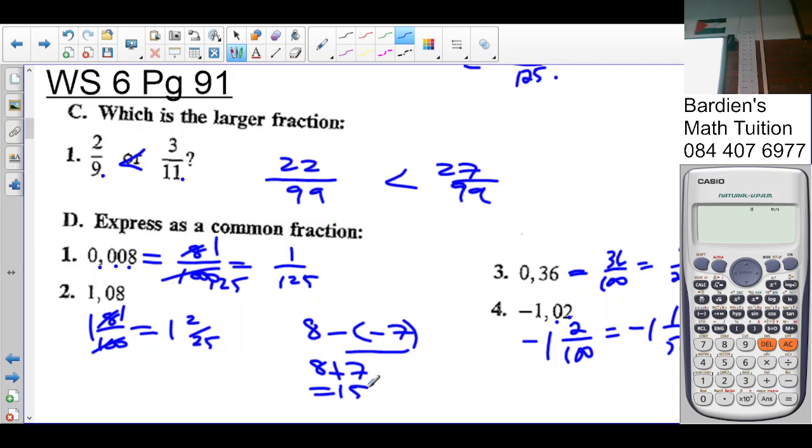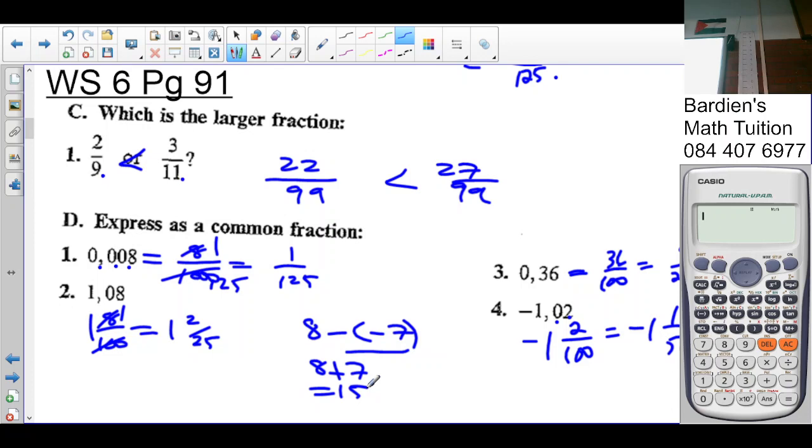Number 10, 35. Number 11, negative 20. Number 12, negative 24. Number 13, negative 10. Number 14, negative 7. Number 15, negative 19. Number 16, negative 1. Number 17, negative 5. Number 18, negative 13. Number 19, 0. Number 20, 8. Okay.